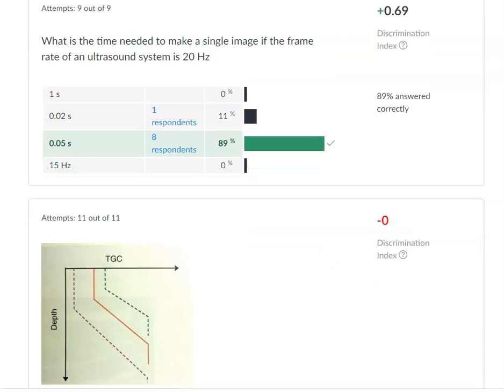Next question. What is the time needed to make a single image if the frame rate of an ultrasound system is 20 hertz? Again, we just take the reciprocal of that, which is 0.05 seconds, and there you have it. Okay.